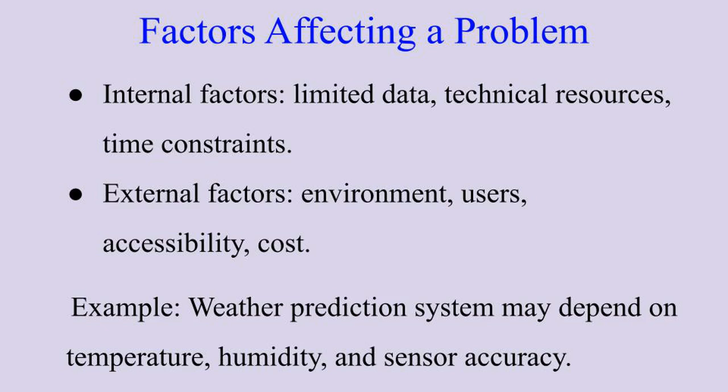Every problem has factors that influence it, both internal and external. For instance, in weather forecasting, data accuracy and sensor quality are major factors. Understanding these helps us design better and more realistic solutions.